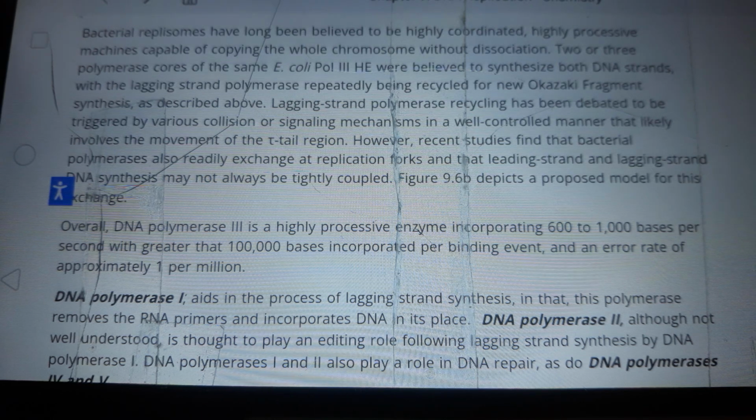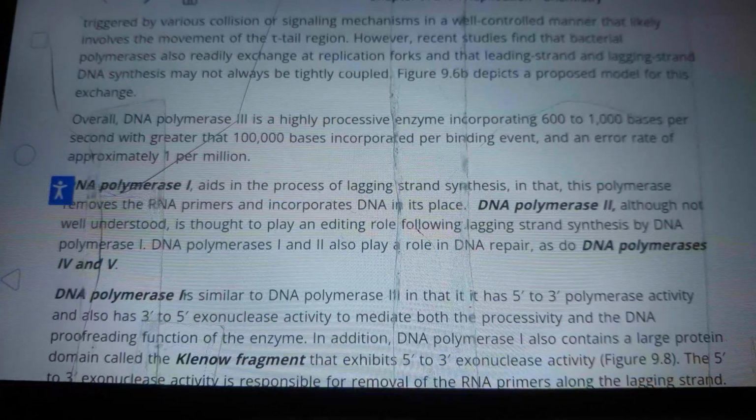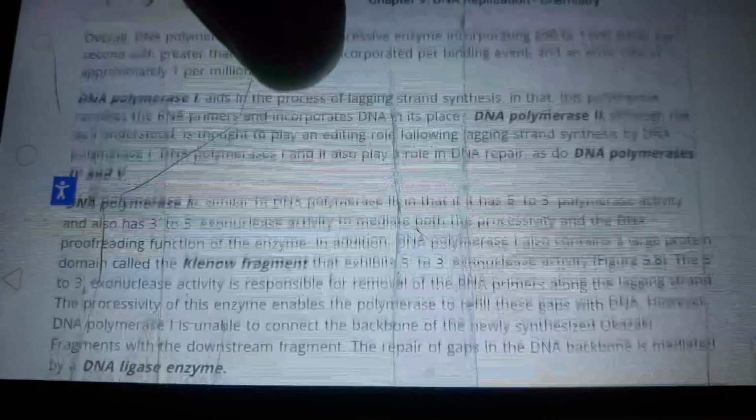However, recent studies find that bacterial polymerases also readily exchange replication forks, and that leading strand and lagging strand DNA synthesis may not always be tightly coupled. Figure 9.6b depicts a proposed model for this exchange. Overall, DNA polymerase 3 is a highly processive enzyme incorporating 600 to 1,000 bases per second, with greater than 100,000 bases incorporated per binding event and an error rate of approximately 1 per million.